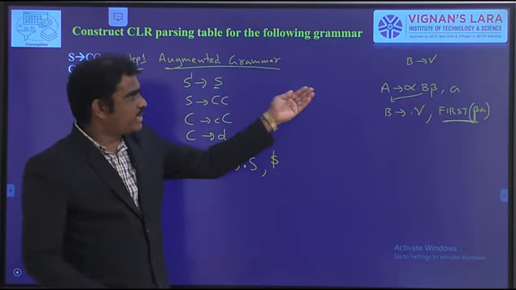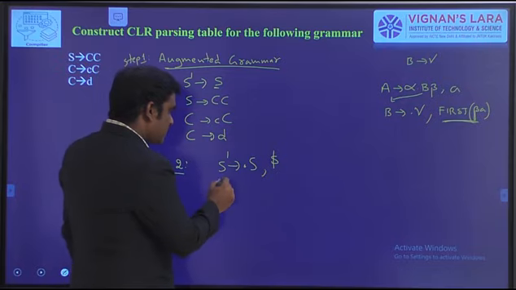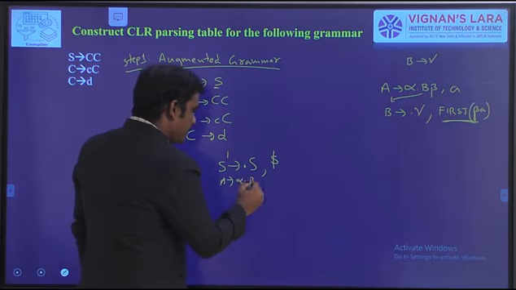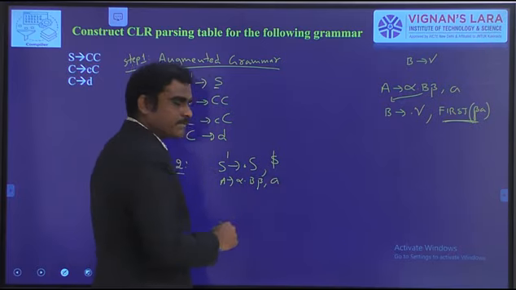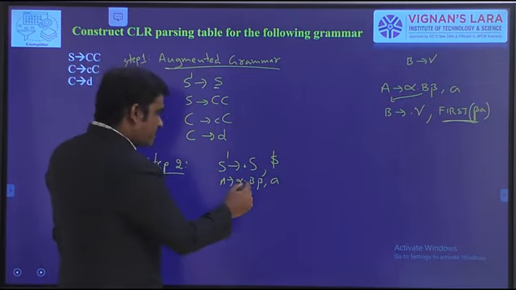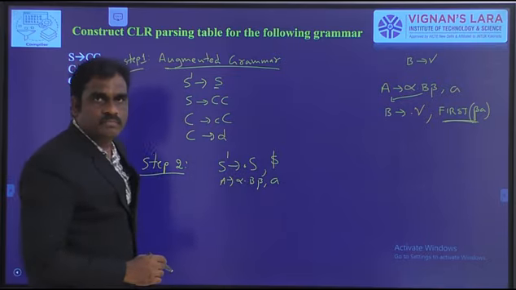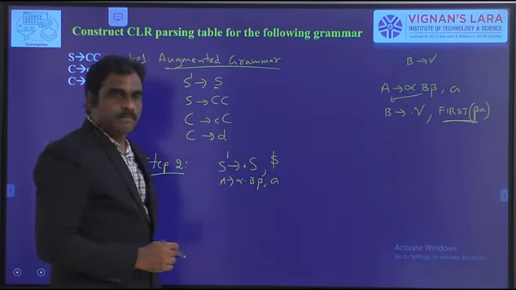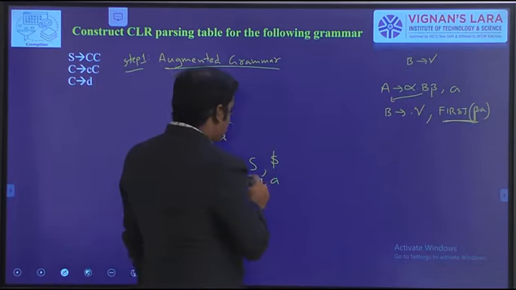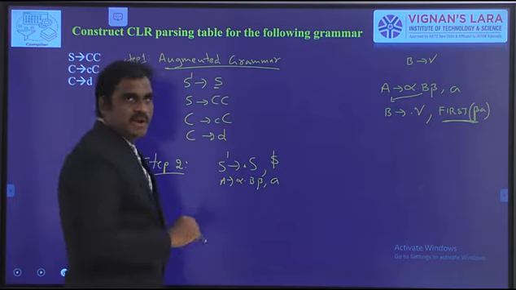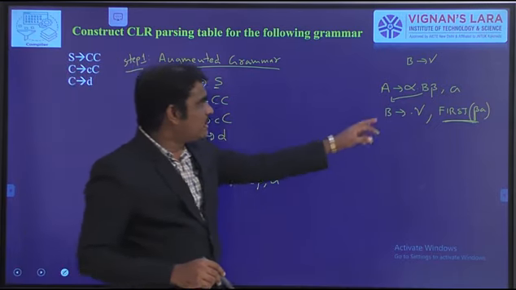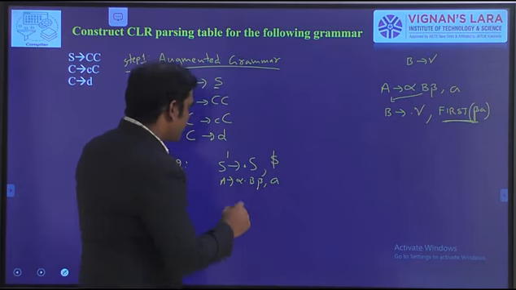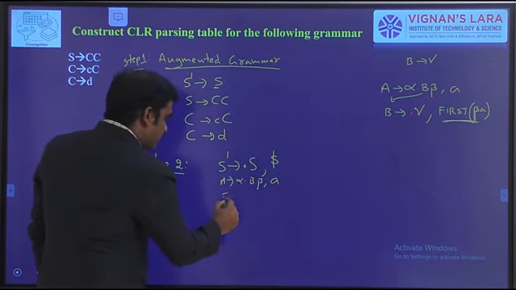Now apply A2. This production is applied to the form A2 alpha dot B beta comma A. Now what is B? B means S. Beta means epsilon. A means $. Now dot followed by S, S is a non-terminal, so write the S productions. Same way here, dot followed by B is a non-terminal, write the B productions. Like that, dot followed by S, so write the S productions.